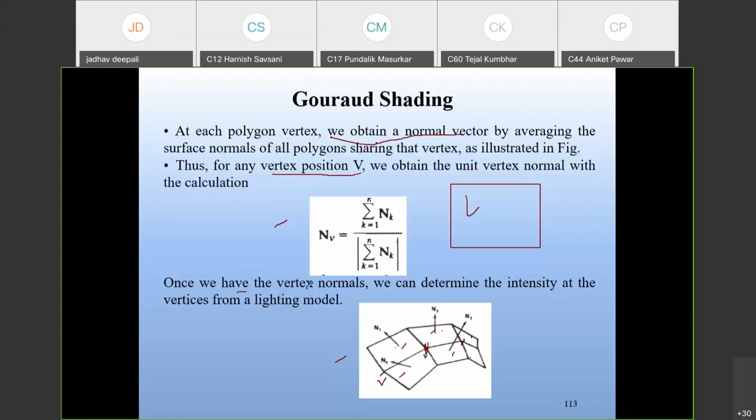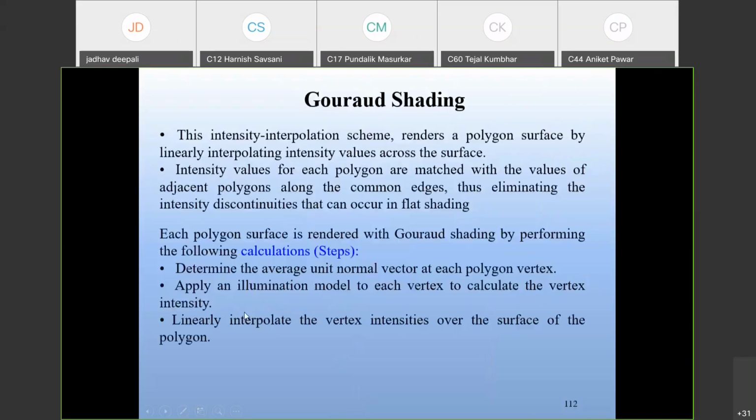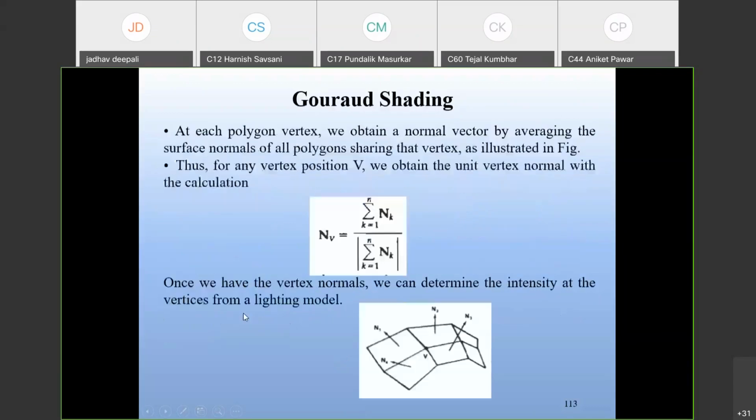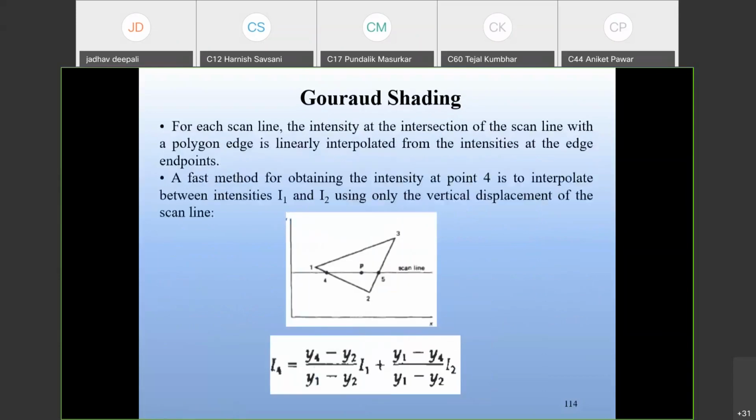Once we have vertex normals, we can determine the intensity at vertices from a lighting model. Once we get this vertex normal NV, we can determine the intensity at that vertex from the lighting model. The example equations we have seen in the previous lectures, using ambient light, diffuse reflection, specular reflection, shading, etc. That is simple Gouraud shading.